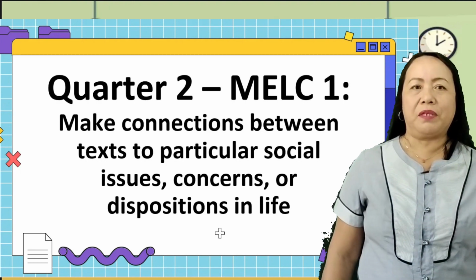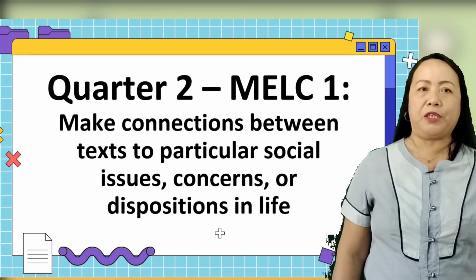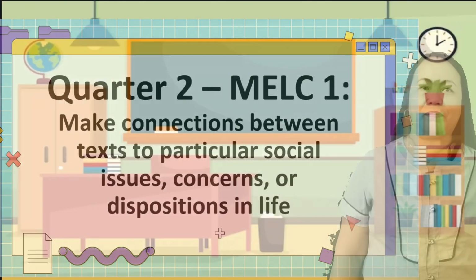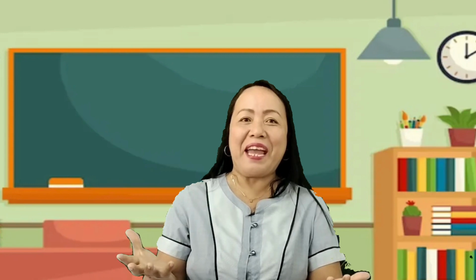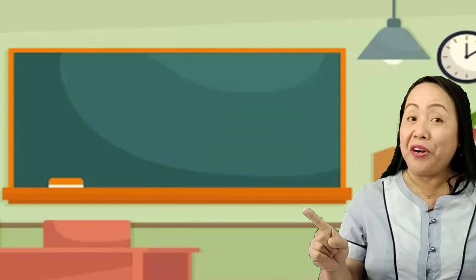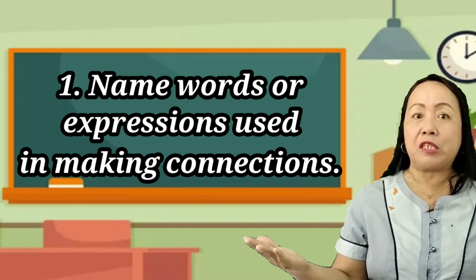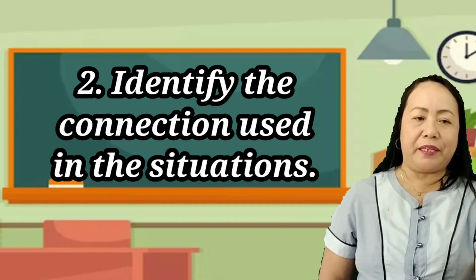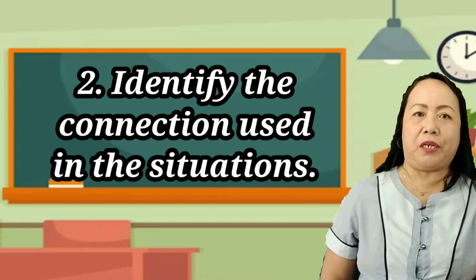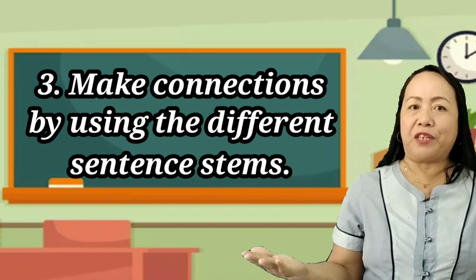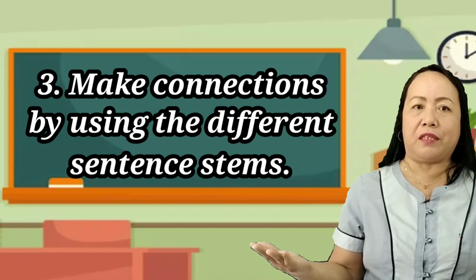Make connections between text, particular social issues, concerns, or dispositions in life. And for today, we have the following objectives. First, name words or expressions used in making connections. Second, identify the connection used in the situations. And third, make connections by using the different sentence stems.